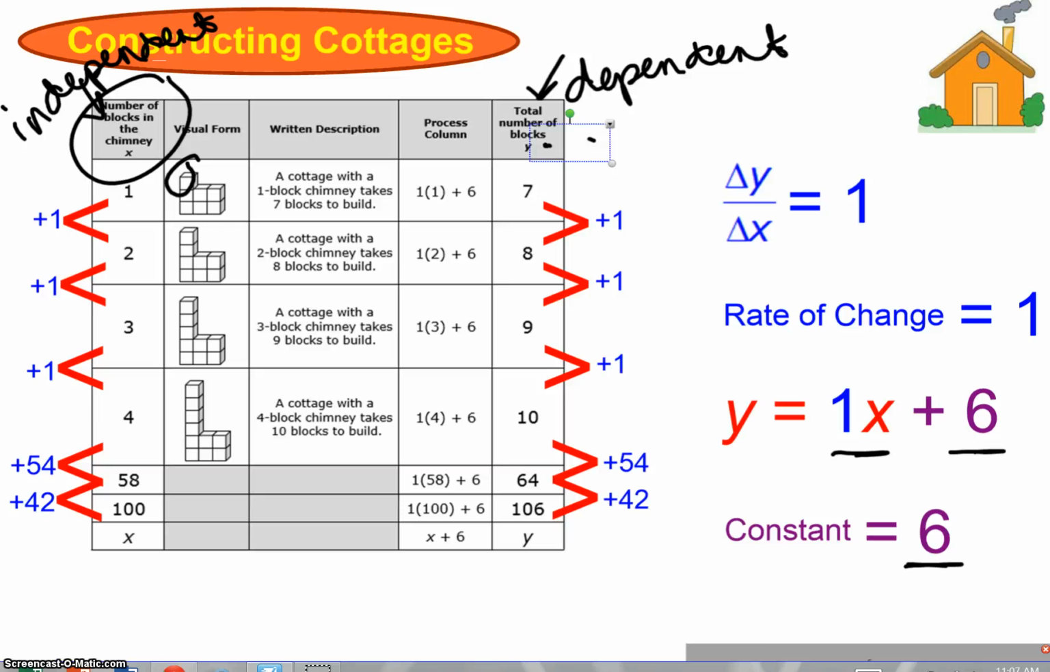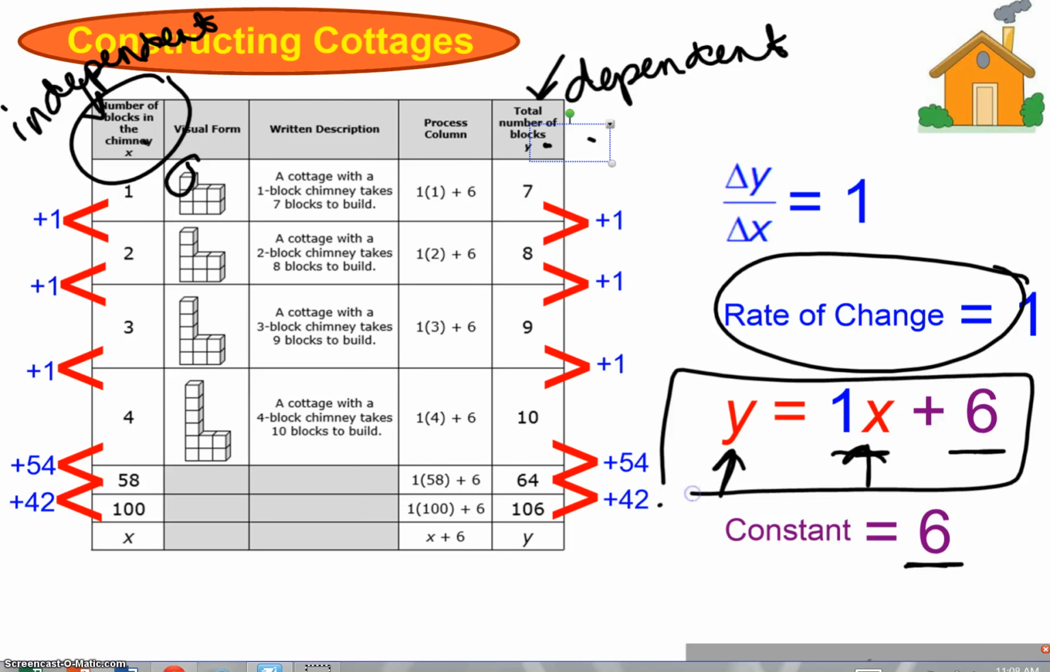It says the rate of change for this table of values in lowest terms is, well, here's your answer right here, 1. Write the equation that represents this relationship between the number of blocks in each chimney of a cottage and the total number of blocks. We know X represents number of blocks in the chimney, and we know Y represents total, so here's your equation. Y equals 1x plus 6, or Y equals x plus 6. These two equations are the exact same thing.